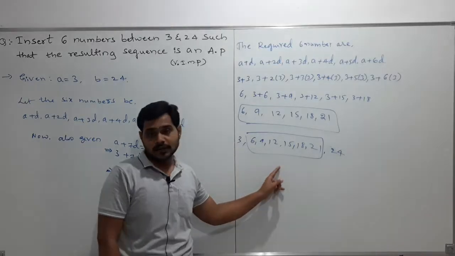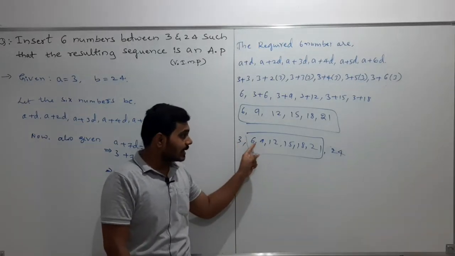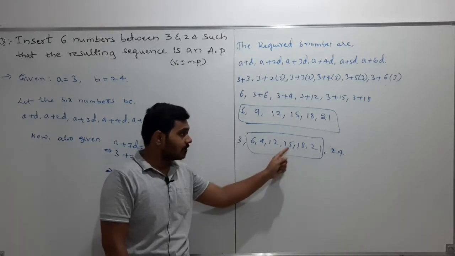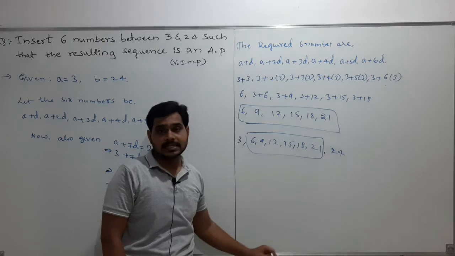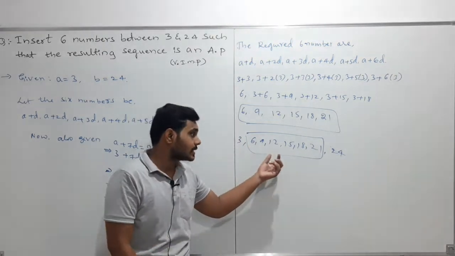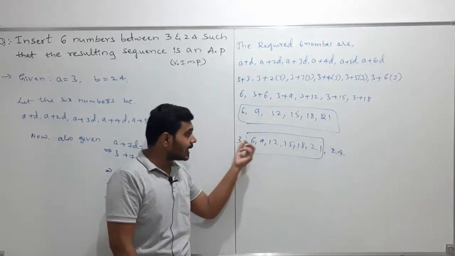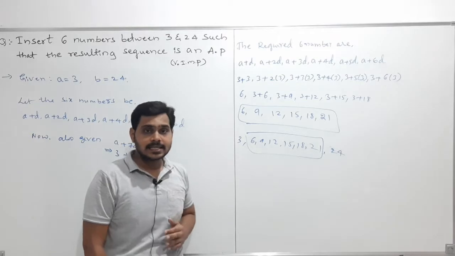Whether this is in the form of AP or not, let us check. The common difference: 6 and 3 is 3, 9 and 6 is 3, 12 and 9 is 3, 15 and 12 is 3, 18 and 15 is 3, 24 and 21 is 3. So therefore the resulting sequence after inserting the 6 numbers between 3 and 24 is in the form of AP. Am I clear? So like this you should solve.